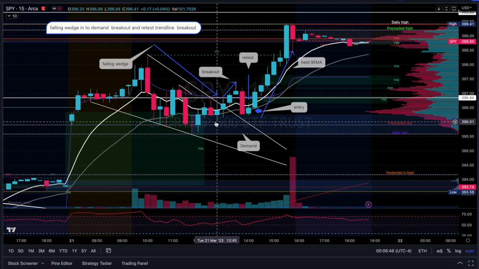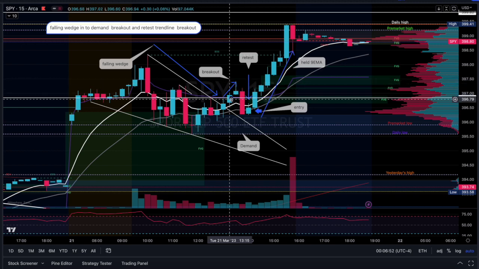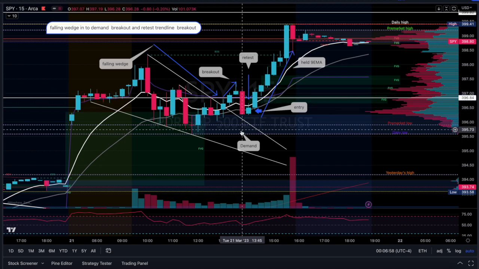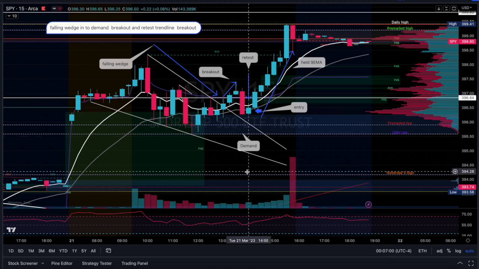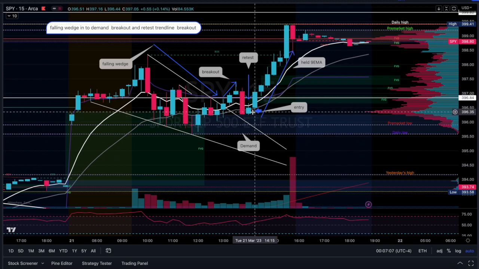So right here, we could have broke out. Most traders would have entered here. Oh, boom, we're breaking out, boom, and it fell back down. Now your contracts are down. So this actually could have continued to fall, and you would have took an L. So what you want to do, you want to retest, see if it holds. Once you see that it holds, hit this demand zone.